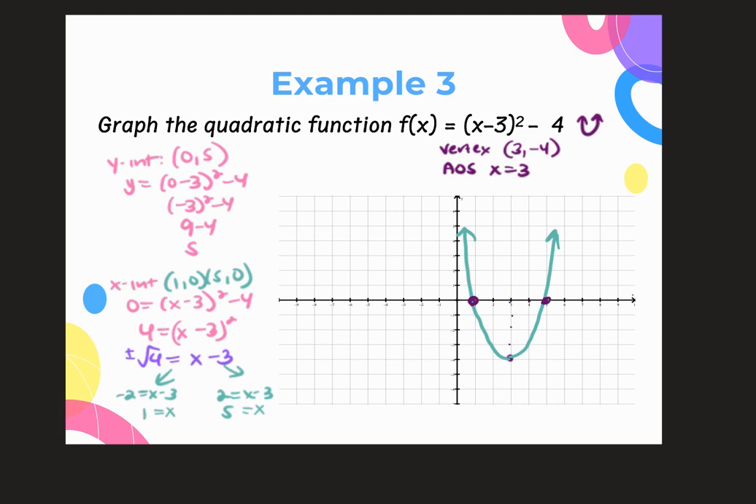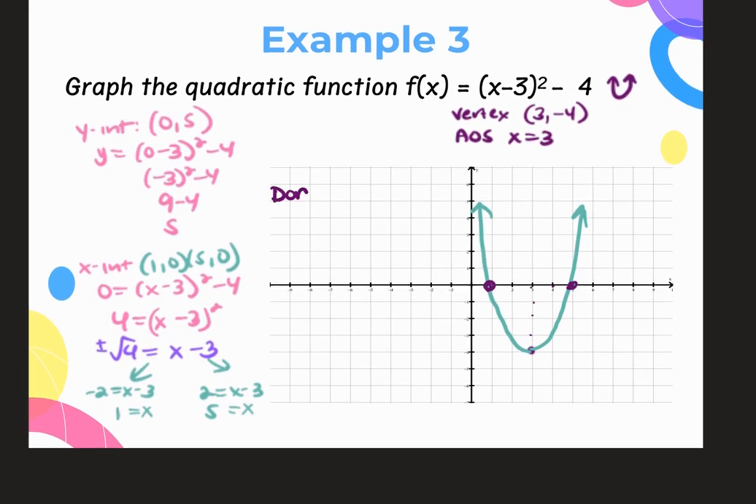The parabola should point up. We know that from the beginning. Questions on any of those? What would the domain of this function be? Negative infinity to positive infinity, all real numbers. And the range? Good. Negative 4 with a bracket to positive infinity. Questions before we move on?